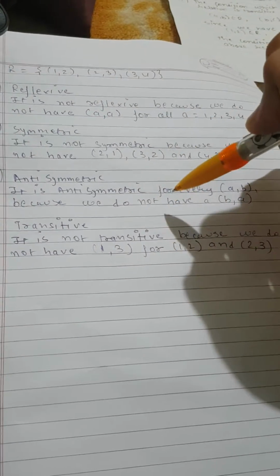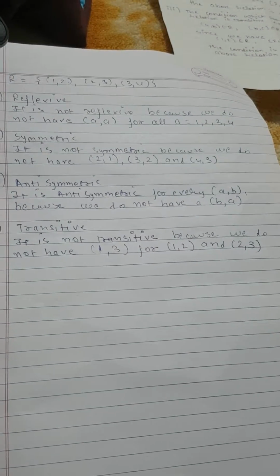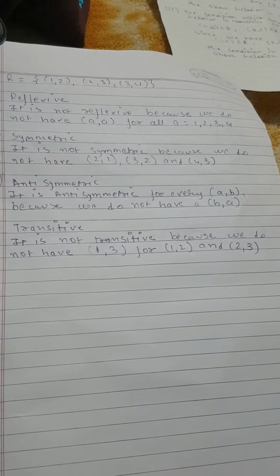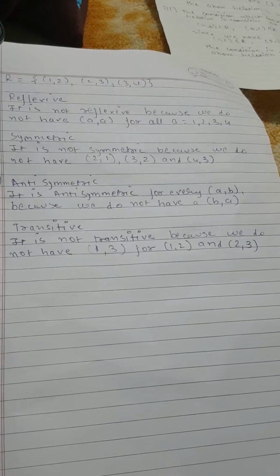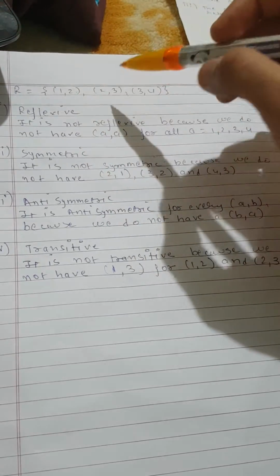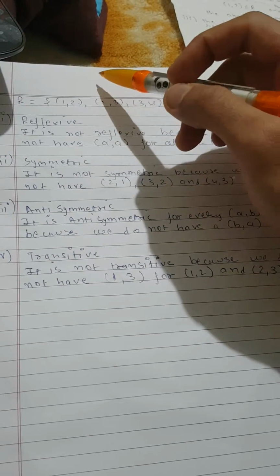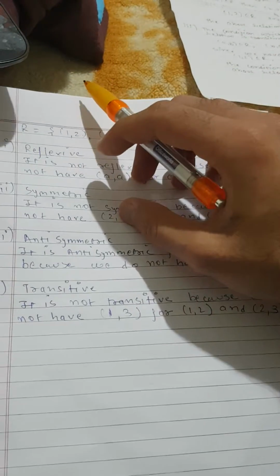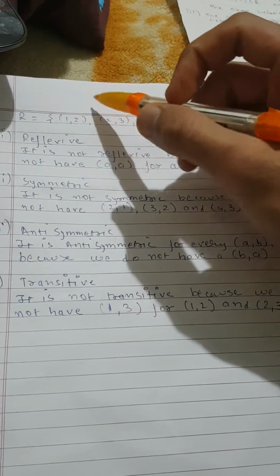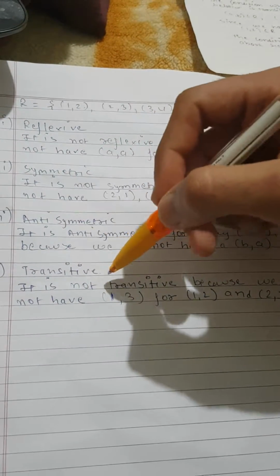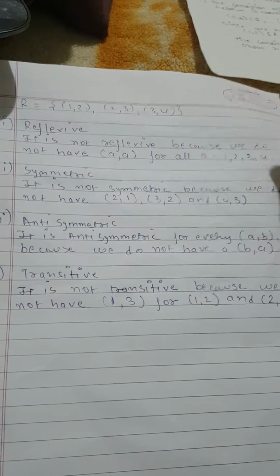Coming to the transitive property, it is not transitive because we do not have (1,3) for (1,2) and (2,3). That means we don't have the pair (1,3) that should result from the two subsets, and hence it is proved that it is not a transitive property.